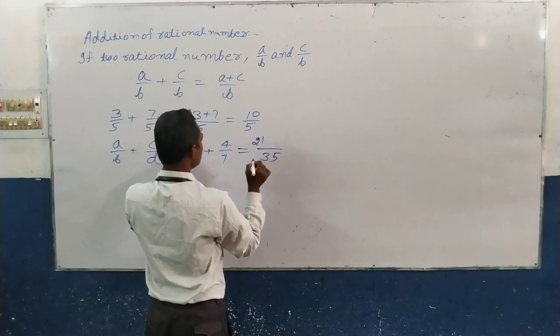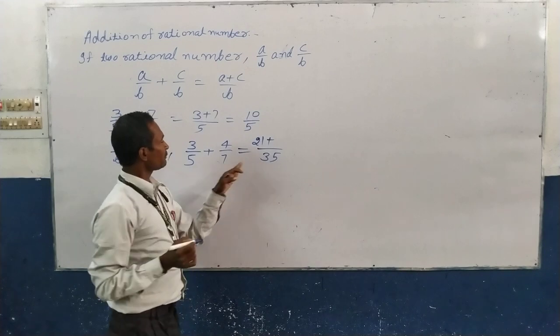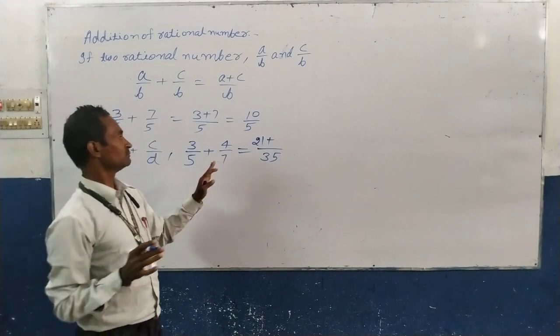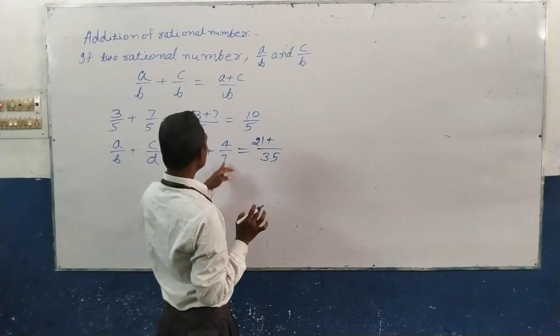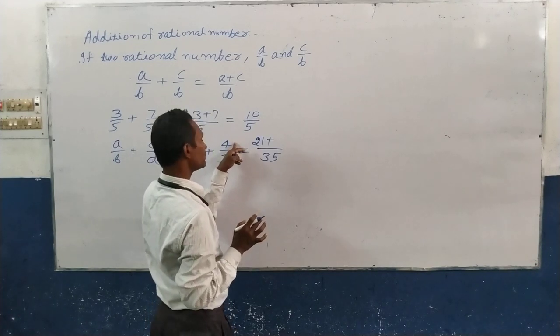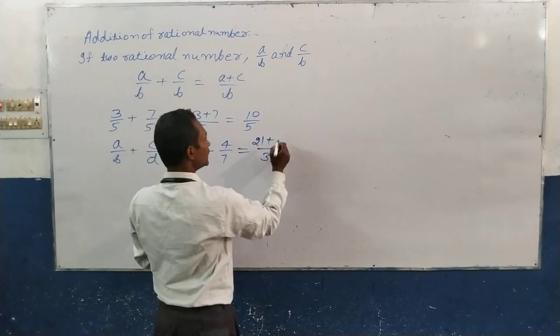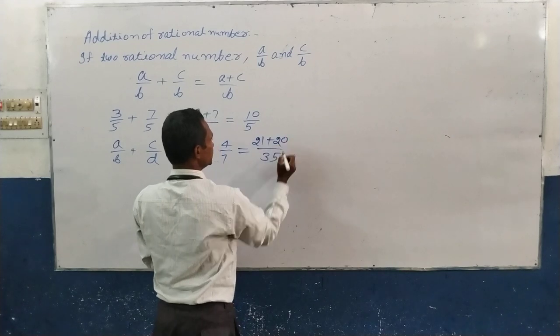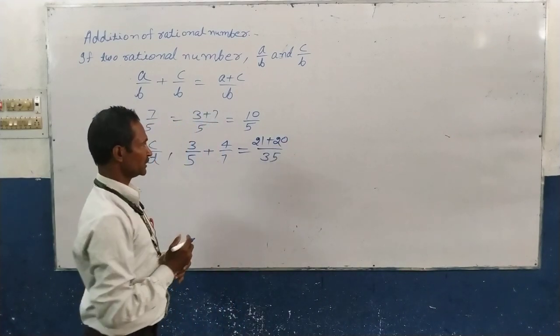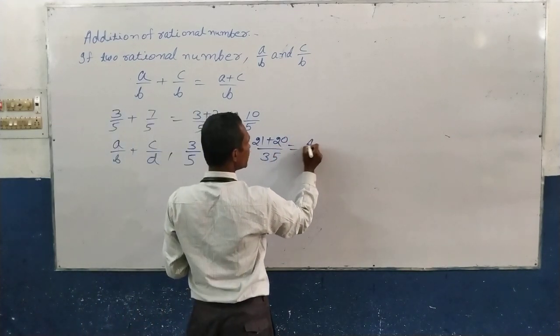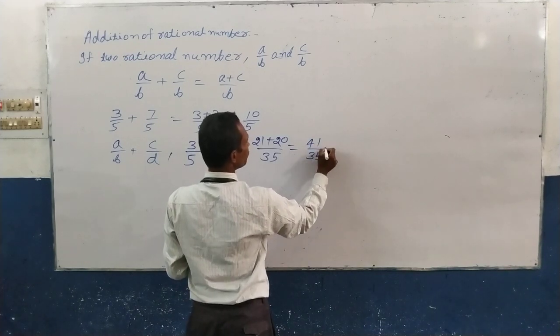Then 7 3s are 21, plus 35 divided by 7, then we find 5. The quotient 5 multiplied by 4, then we find 20. 4 5s are 20. After that, 41 by 35.